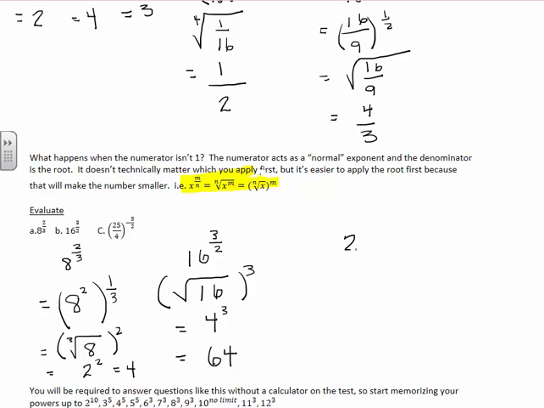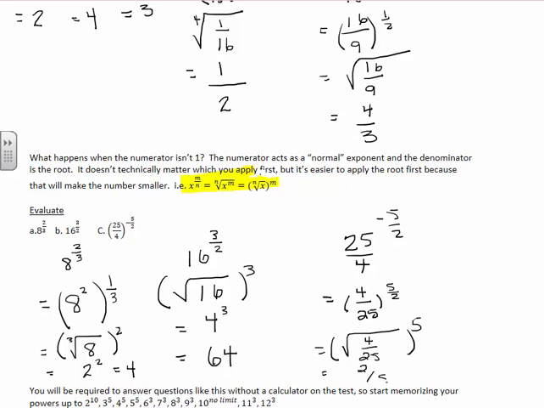Last example for today, 25 over 4 to the negative 5/2. The first thing I do is I take the reciprocal of the base so that I can make that exponent positive. I don't take the reciprocal of the exponent. It stays the same, it just becomes positive. The denominator is the root, so I'm going to square root 4/25 and then make it all to the power of 5. So I have 2/5 to the power of 5. So you can simplify it like that.